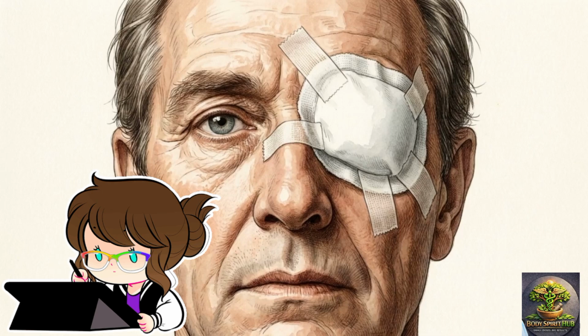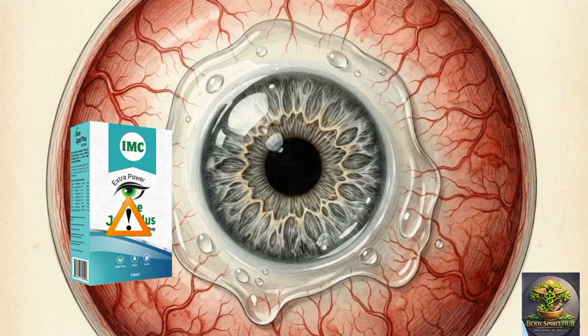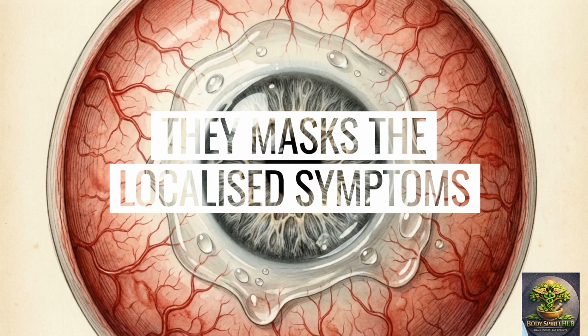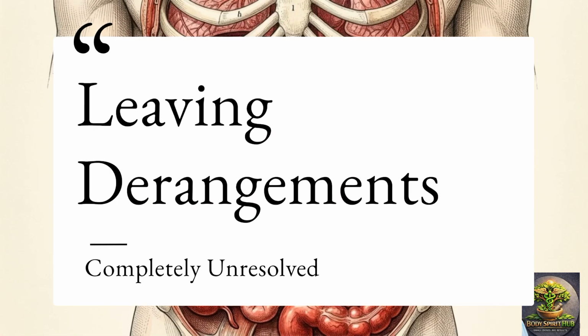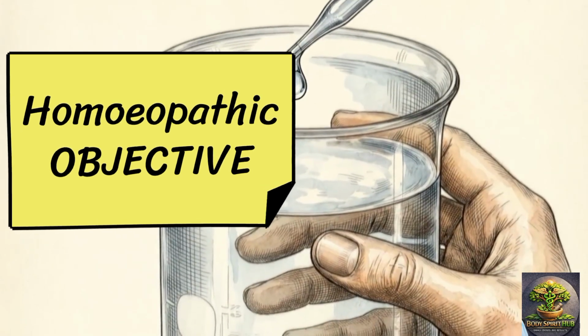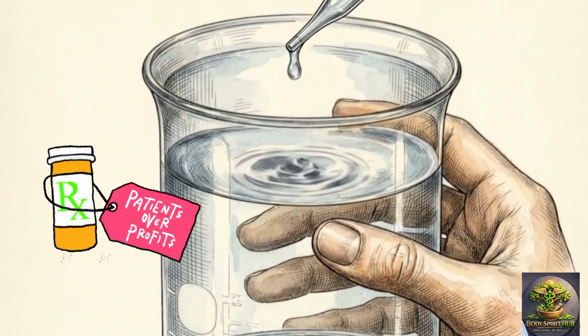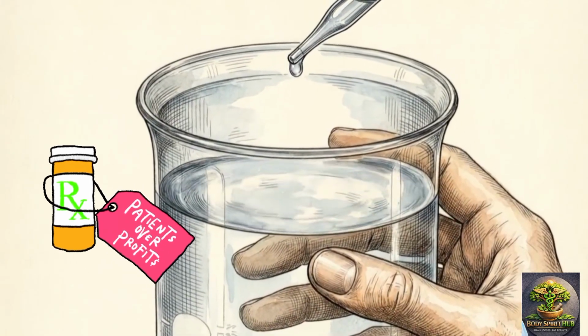Homeopathic practitioners critique this methodology as suppressive. They note that these pharmaceutical drops mask the immediate localized symptoms, leaving the underlying systemic derangement completely unresolved. The homeopathic objective operates in reverse. Practitioners utilize extreme dilutions to stimulate the body's innate immune response rather than blocking it.